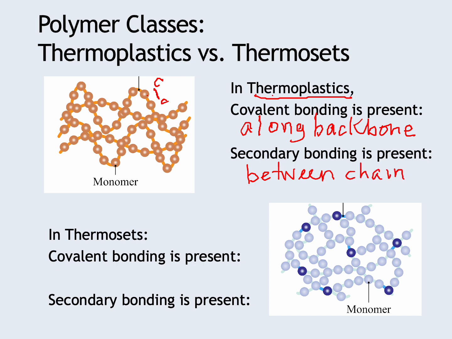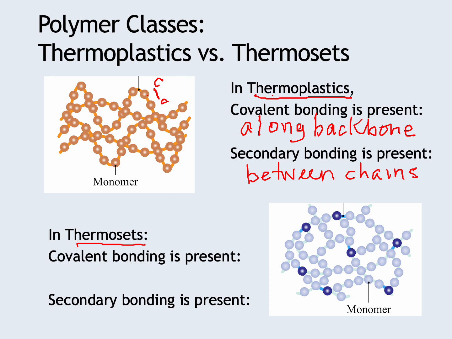We talk about backbone, that's the structure of the chain. So you've got a bunch of very long, sticky chains that interact with one another. They sometimes get tangled, or sometimes they just have these secondary bonds between them. That's a thermoplastic.